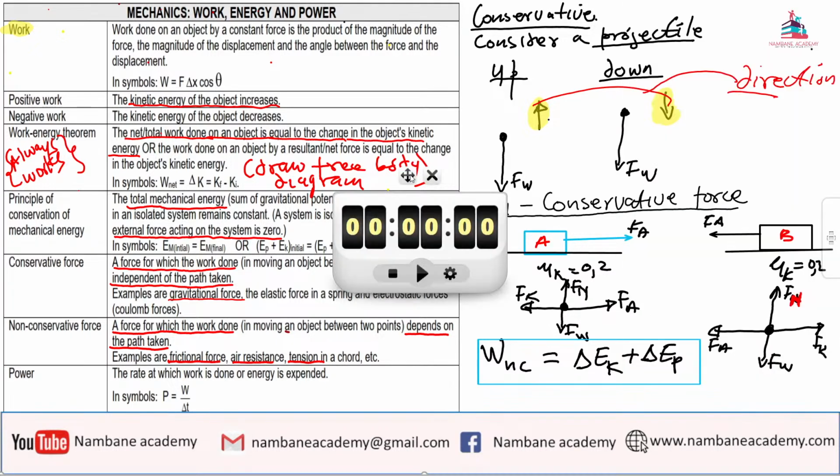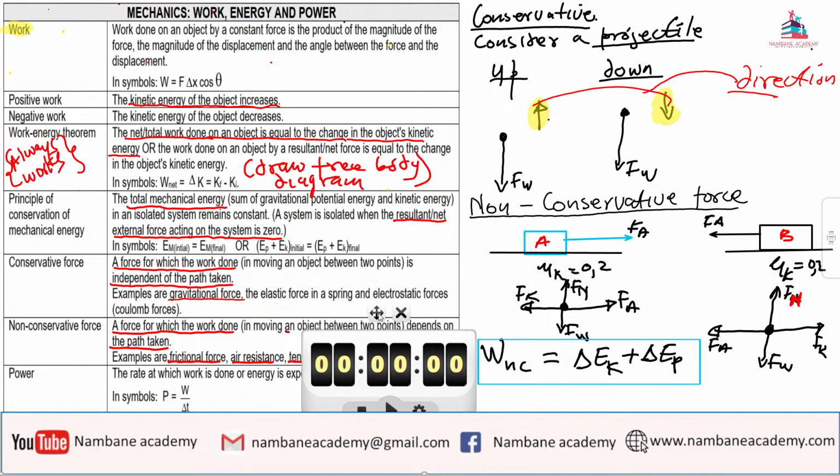So with that being said, let's have our 30 seconds to digest and move on to power.